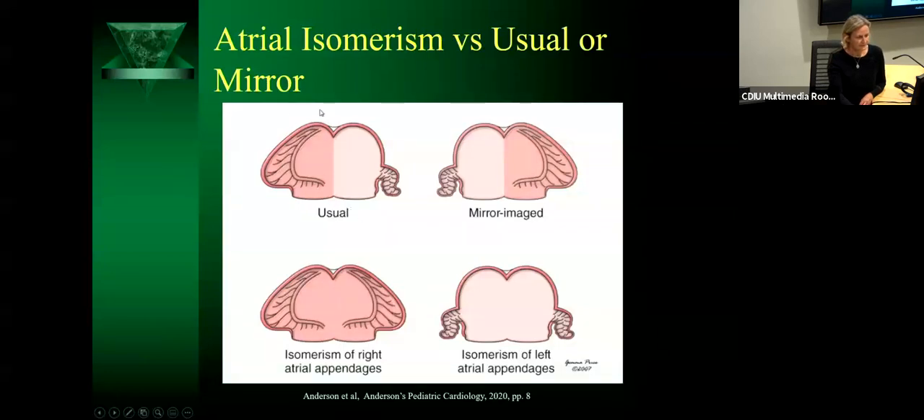So here we see the usual atrial arrangement and the mirror image. And here we're showing you what right atrial isomerism would look like. In semester 2, one of the physicians is going to do a full presentation on the difference between right atrial isomerism and left atrial isomerism. So here we have two left atrial appendages.